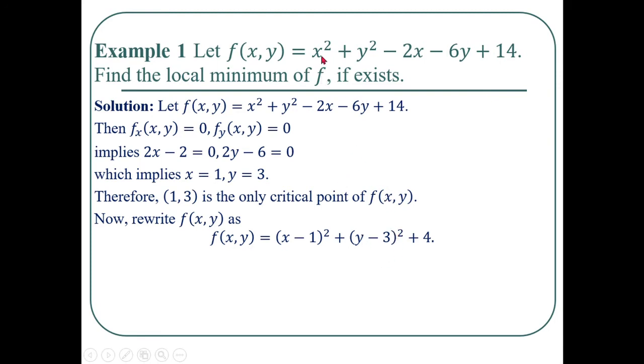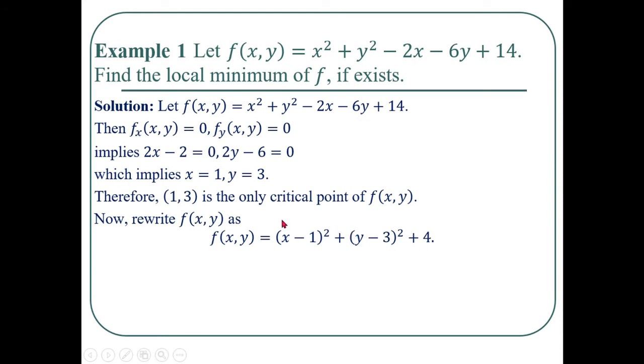Now, when we add 1 to write this perfect square and add 9 to write this perfect square, totally we have added 10 to write both the perfect squares. But we have the constant term 14. So it will be reduced by 10. Means the constant term becomes 14 minus 10, which is equal to 4. That means this f of x, y can be written in this form.